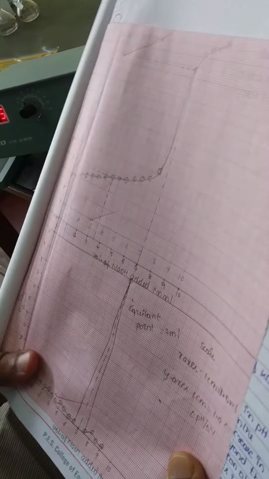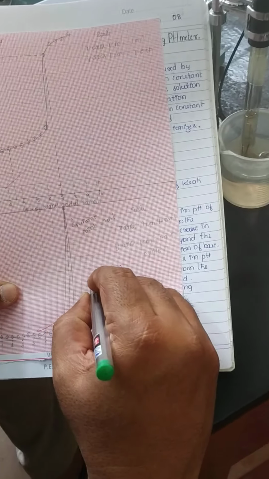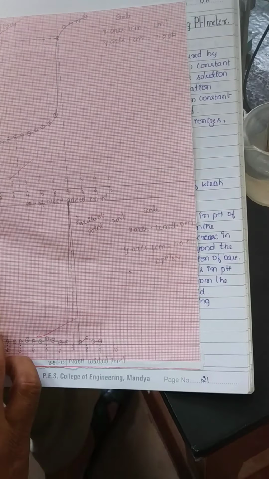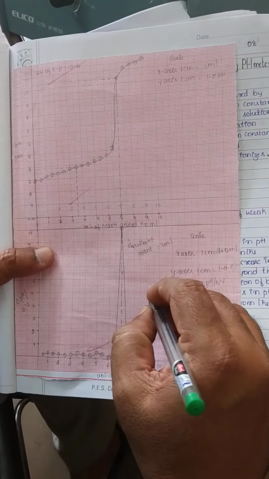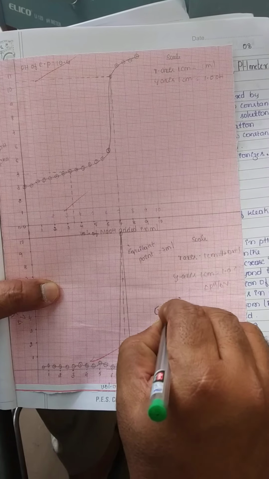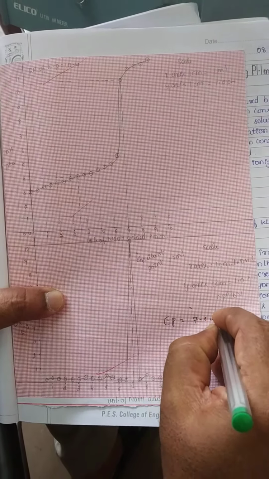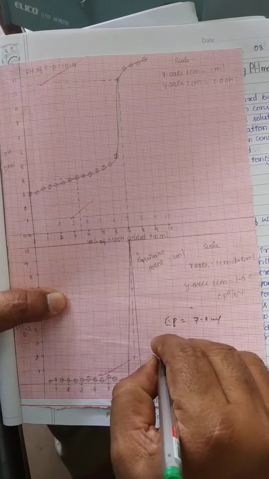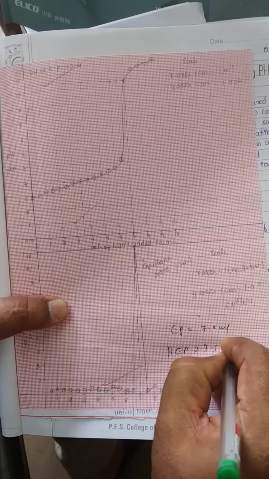You are going to get a curve like this. Now you have to calculate the half equivalence point. Now this is the equivalence point. When you plot the graph delta pH divided by delta V against sodium hydroxide, you are going to get the equivalence point. EP means equivalence point, which is equal to 7 ml. Now you take half of this, that is, the half equivalence point is equal to 3.5 ml.